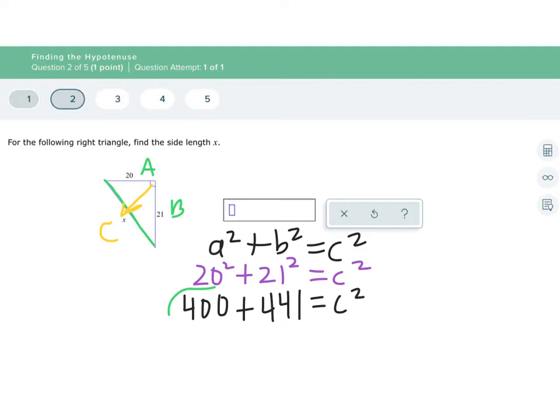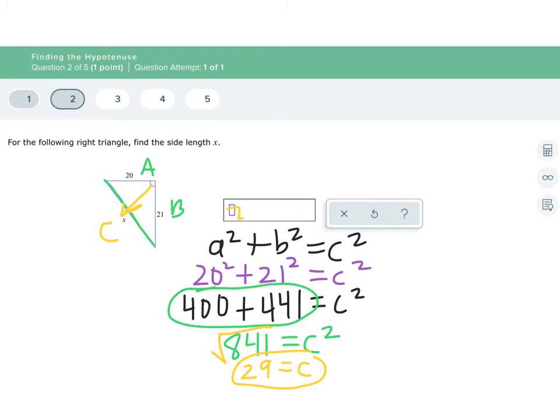Then you would add this together and take the square root. So that adds up to 841 for c squared. And then that final step, we have to take the square root of 841, which gives us just our letter c, which is 29 for this one. And I always check to see, is it reasonable? Well, look at, we have 20, 21, and the longest side is 29. So that does seem like that makes sense.